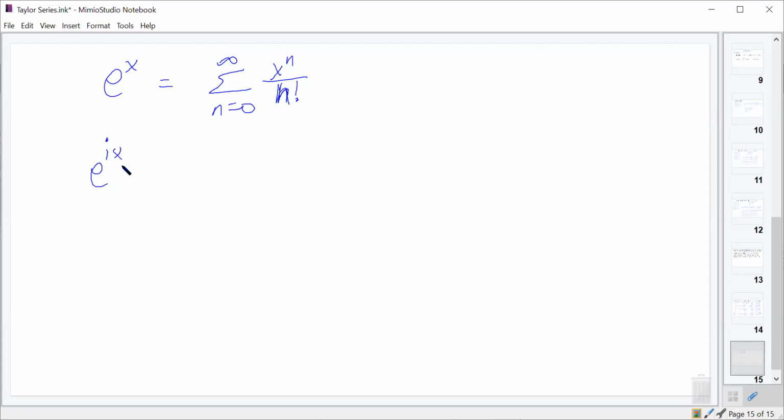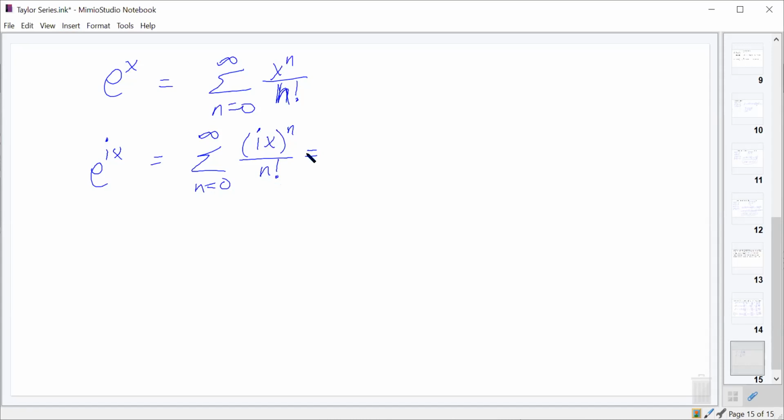So let's see if we can figure out what the series for e to the i, our imaginary unit, times x should look like. It should be a sum from n equals 0 to infinity of, well, instead of x to the n, it should be ix to the n over n factorial. Do you all agree with that? Everybody agree there? Yeah. And let's write that out. What does that look like?